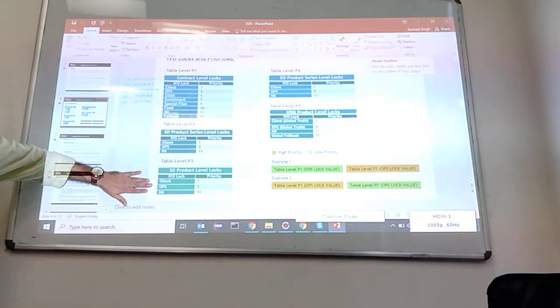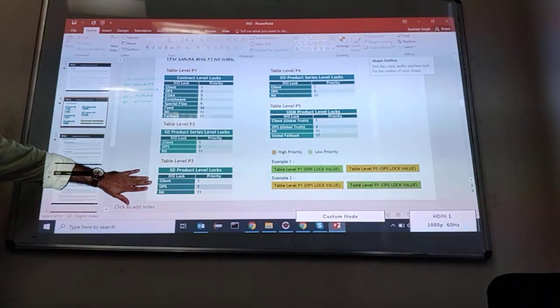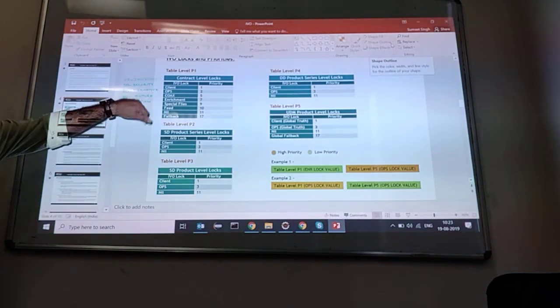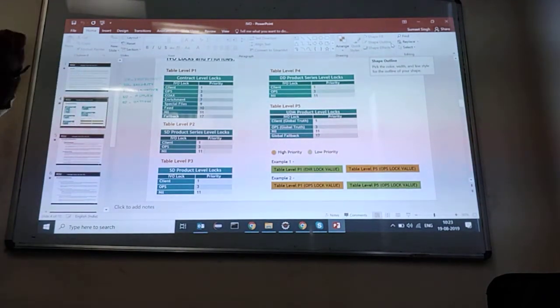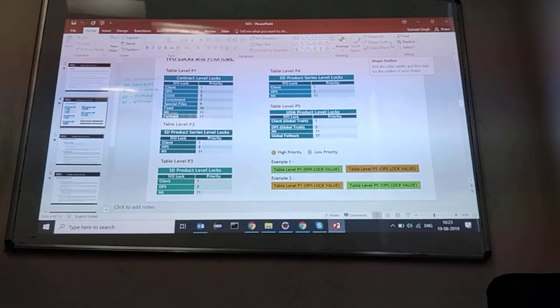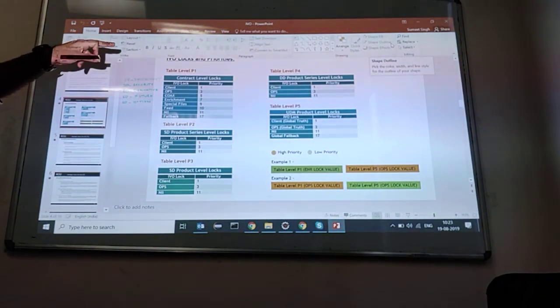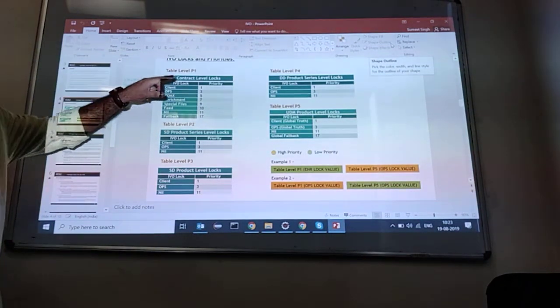Okay, then comes SD product. You guys know SD product. Then comes DD product series. I've just explained to you, there is a series which we can define as a product level series, and that is looked up basically while getting there. So the DD product series.